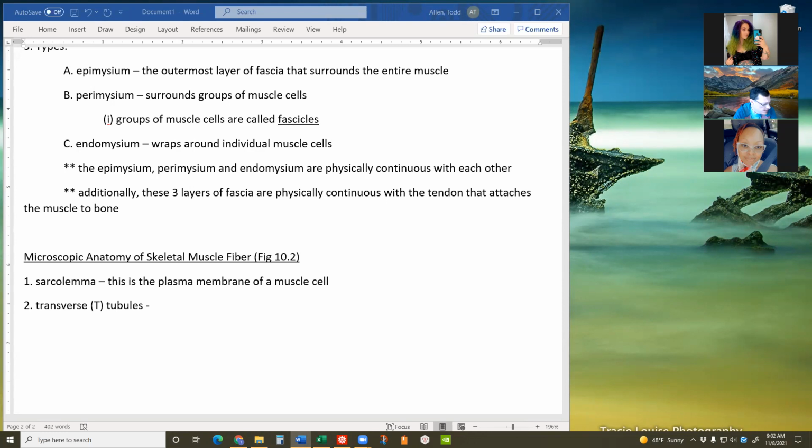Okay, thank you, Shay. All right, so hopefully in figure 10.2, panel C as in Charlie, at the bottom, you see the T-tubule and it is a light blue color.